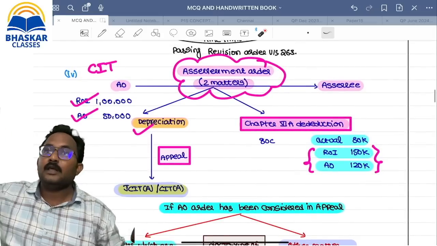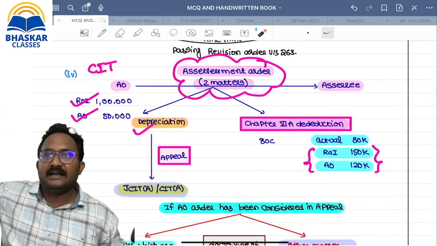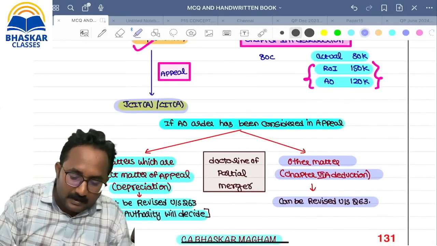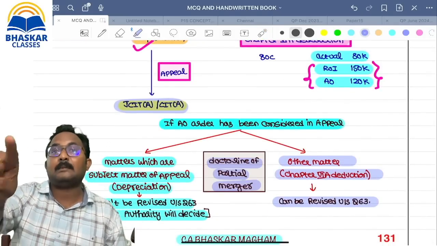Other matters are there. If you want to revise those other matters, can the CIT revise them? Yes, they can revise. Those other matters, that is what is called the doctrine of partial merger.